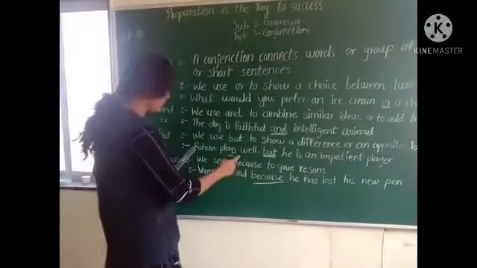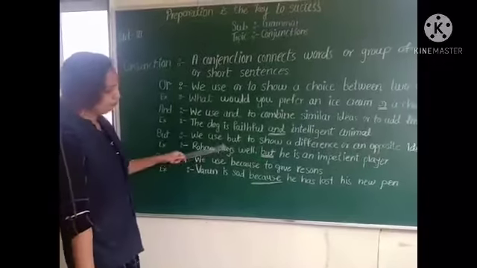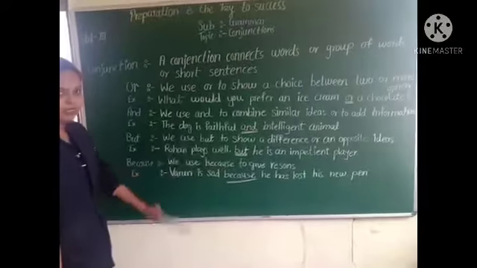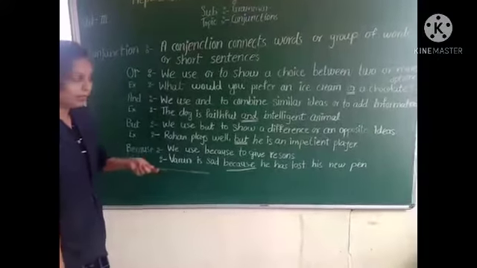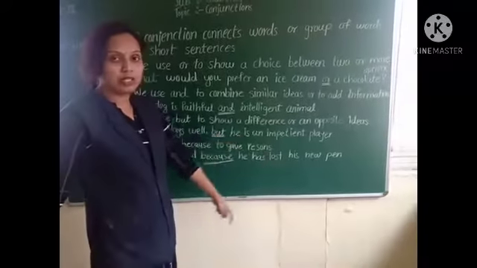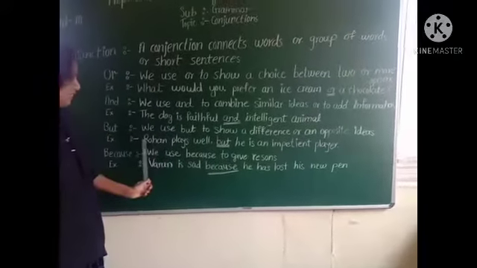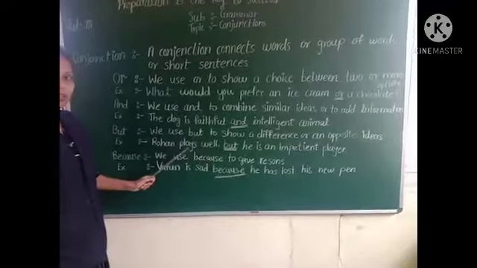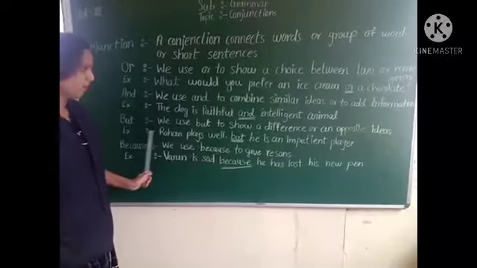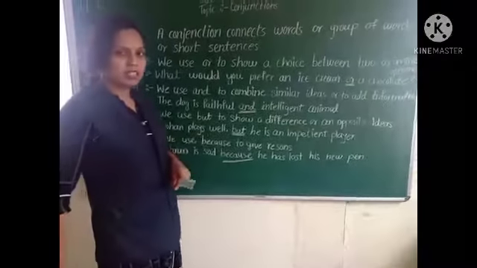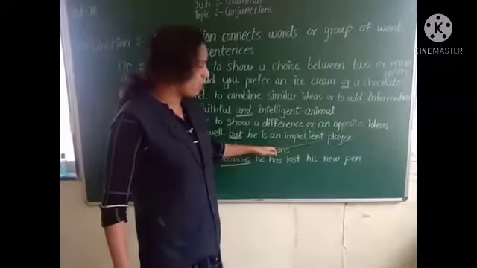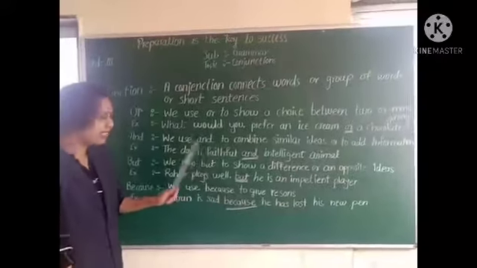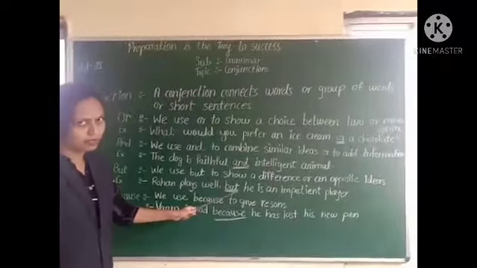See, in the first part of the sentence, Rohan plays well means he is a good player, but he is an impatient player. In this first part of the sentence, here is a good thing about Rohan, and then we describe some negative qualities of Rohan. Here is the difference in the qualities of Rohan. So we use but. Understood?